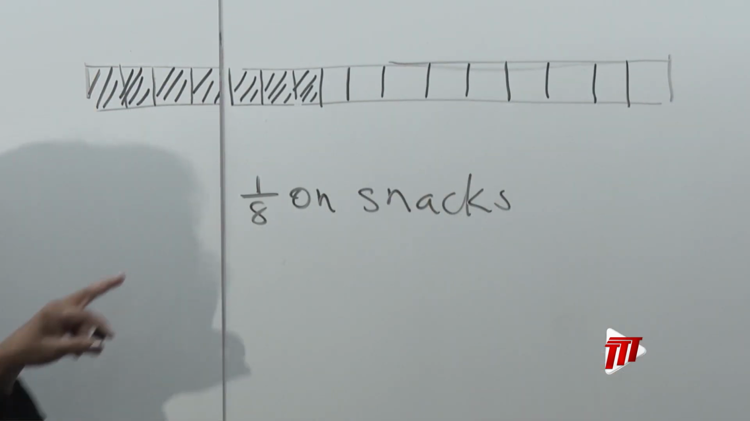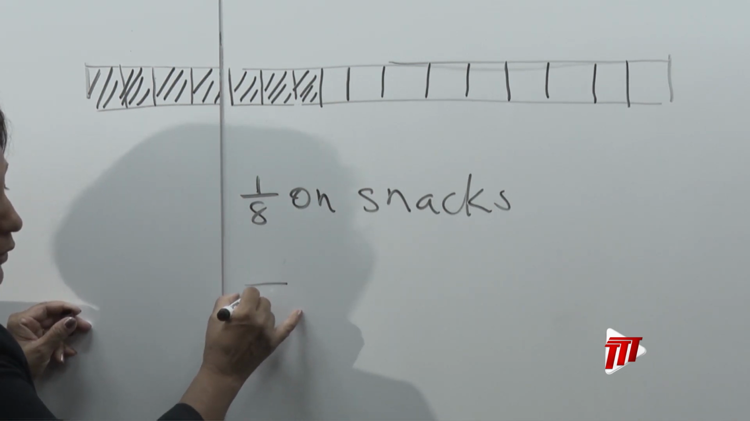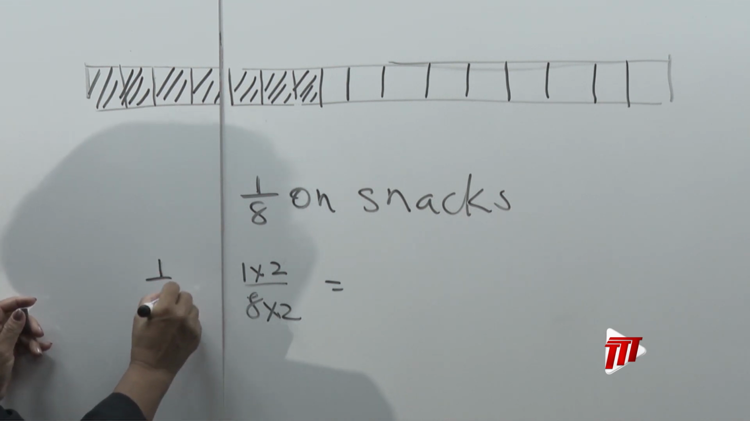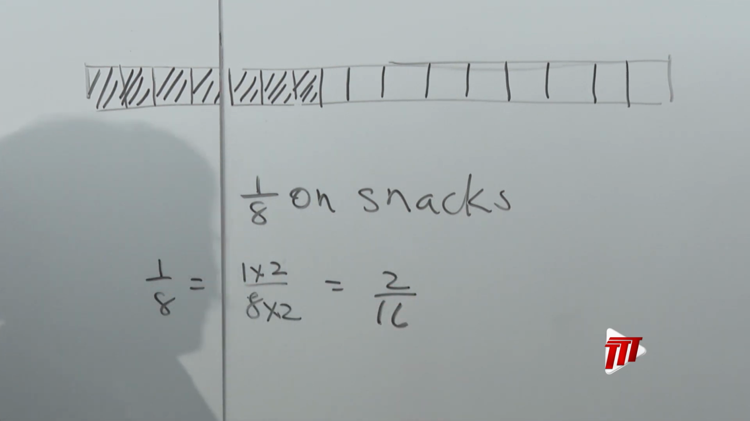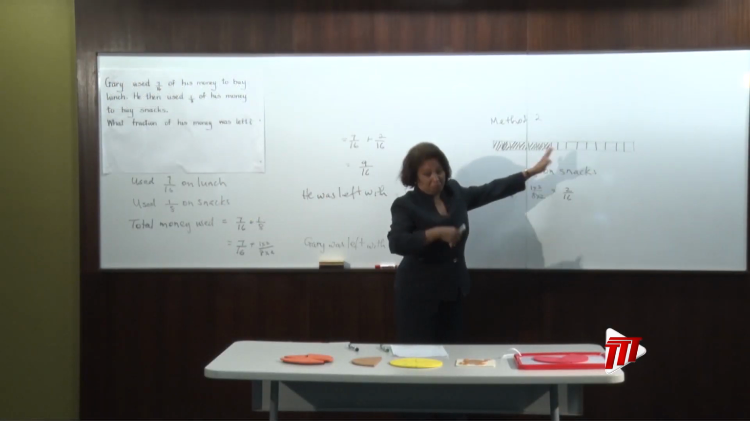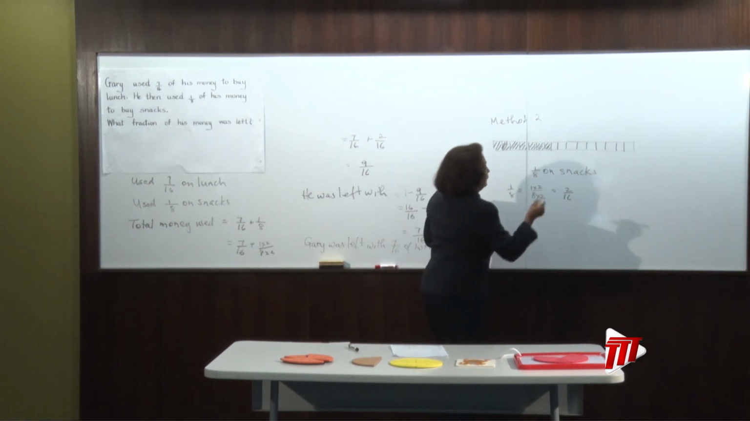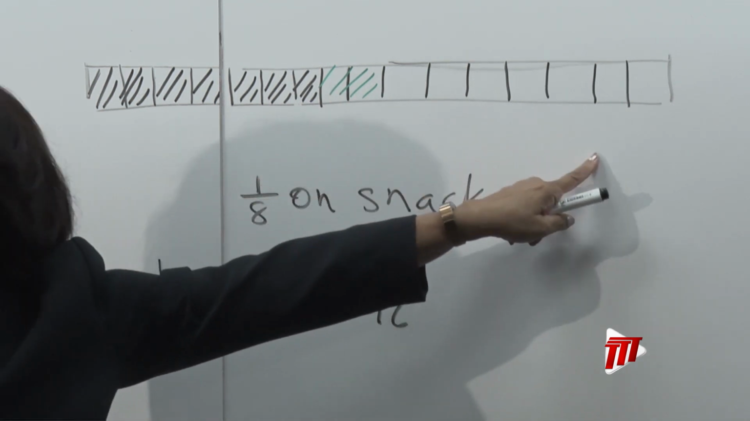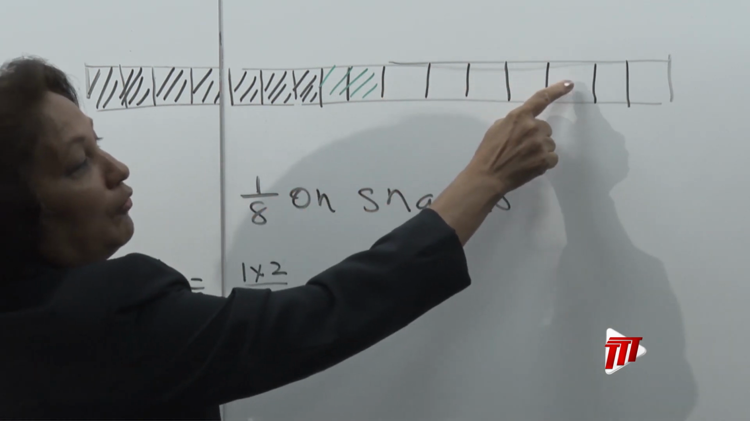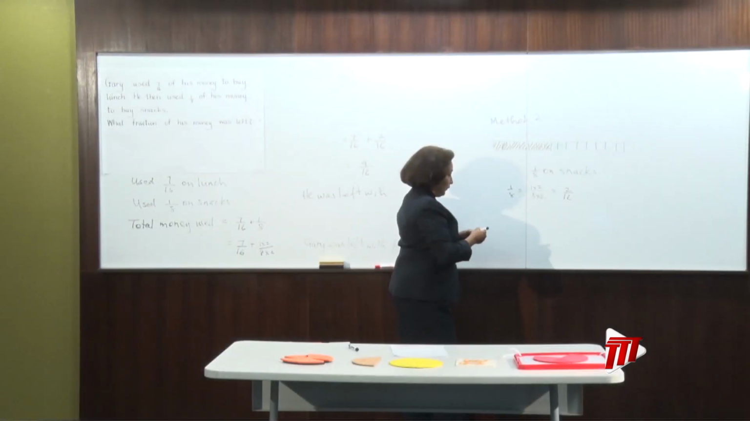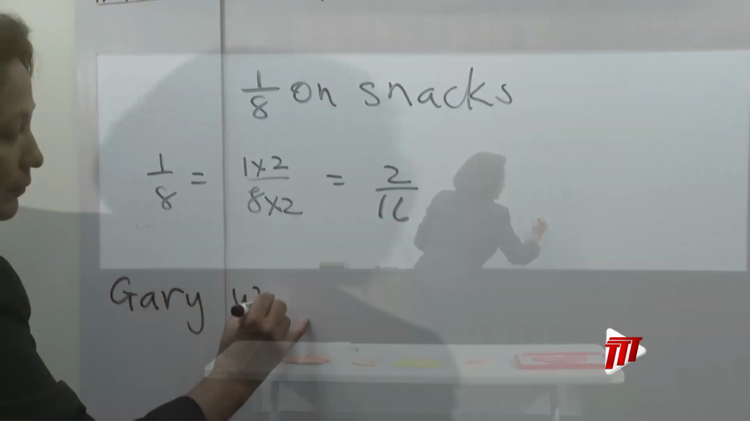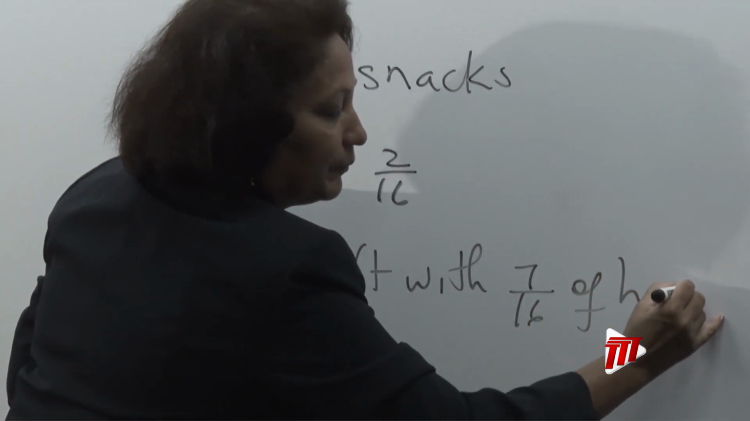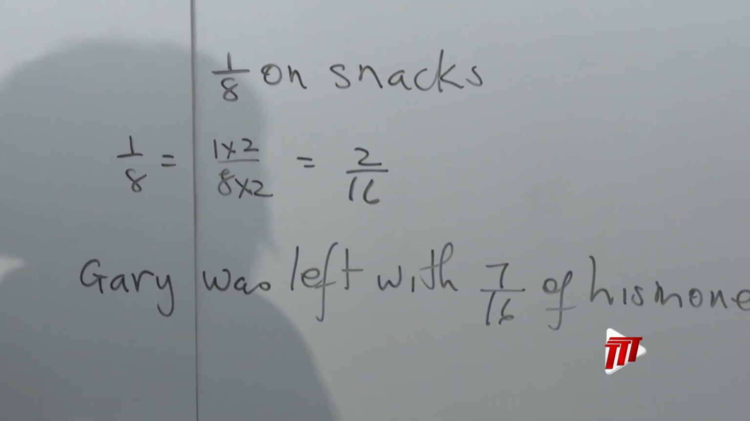Difficult? No. To get this to 16ths, we just multiply by 2. So I multiply the numerator by 2 as well. So 1/8 is really 2/16. So we knew that he used 7/16 on lunch. That is gone. He also used another 2/16 on snacks. So what he was left with would be this piece that was not shaded. And that would be 1, 2, 3, 4, 5, 6, 7, 16ths. So Gary was left with 7/16 of his money.